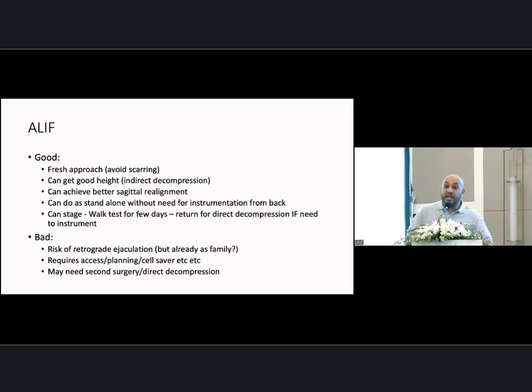Now, if we look at an ALIF for the same patient, it's a fresh approach, so you don't have to worry about scarring.